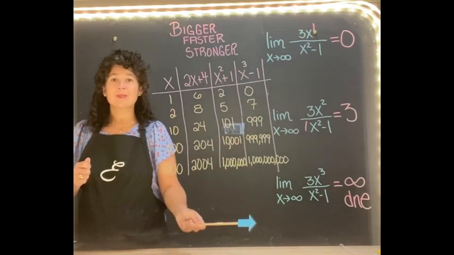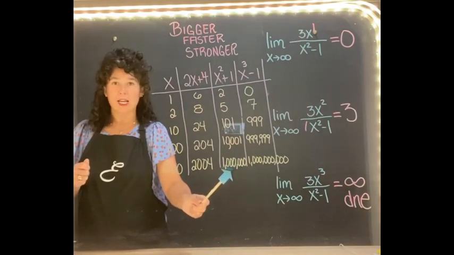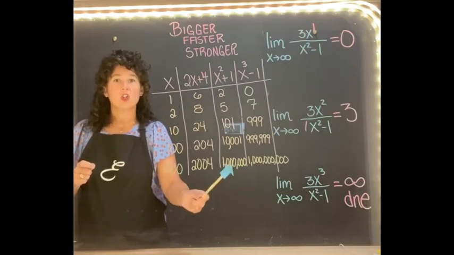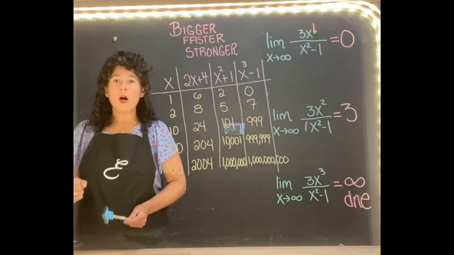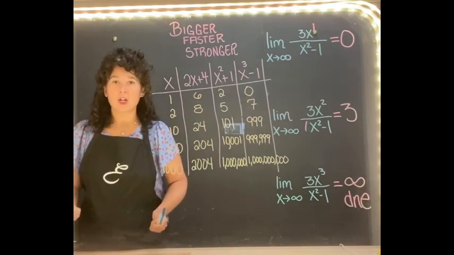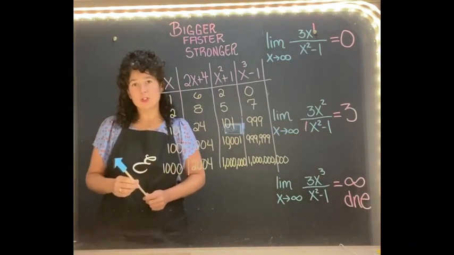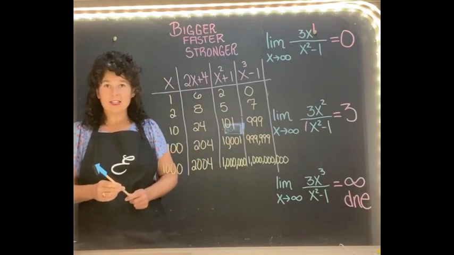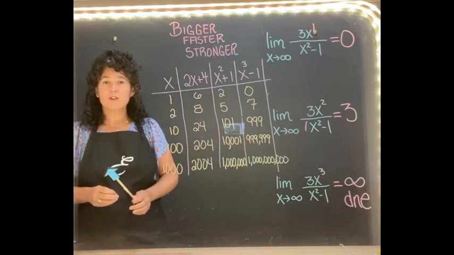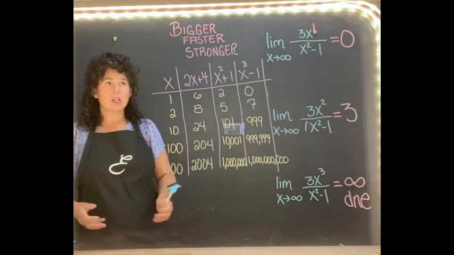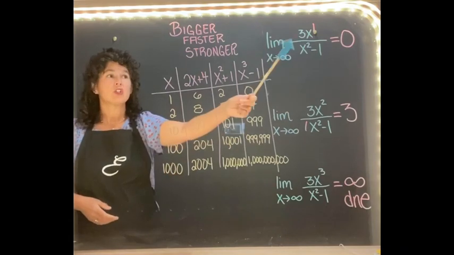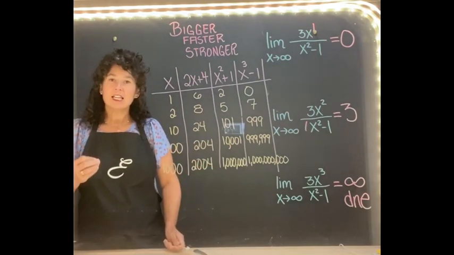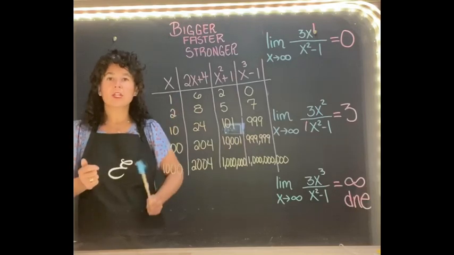But as I start to substitute bigger and bigger numbers, it quickly becomes clear that the cubic answers are going to be substantially larger than the quadratics, and the answers to the quadratics will be substantially larger than the linear functions. So it's a matter of what function is the strongest. In other words, when I substitute in large values of x, what kind of functions will give me the biggest answers? Bigger, faster, stronger.